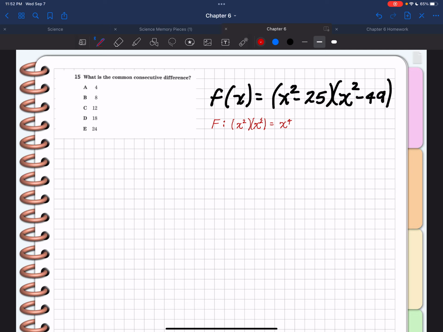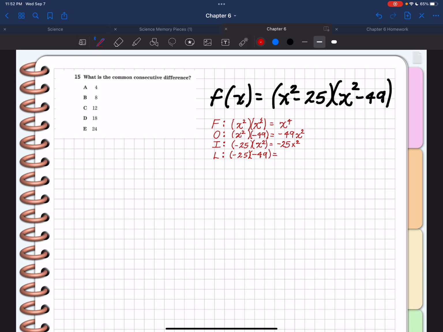It's not quadratic. All right, and then we have outside. So that'll be the x squared in the first one and the negative 49 in the second one. That's negative 49x squared. Inside will be the negative 25 in the x squared. That's negative 25x squared. And then last will be the negative 25 times the negative 49.